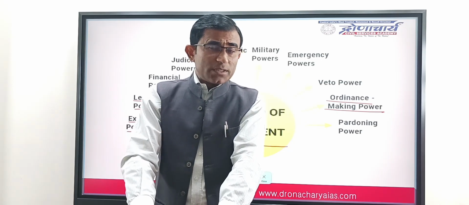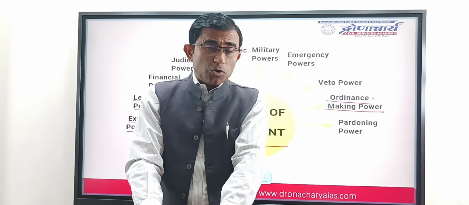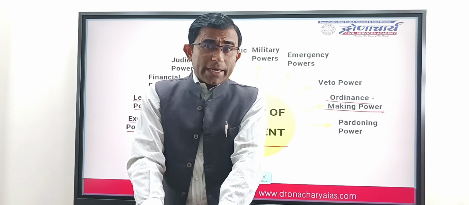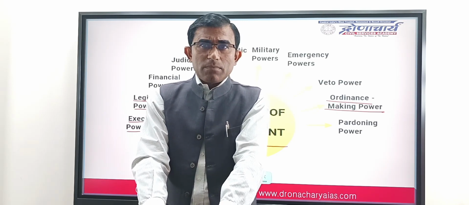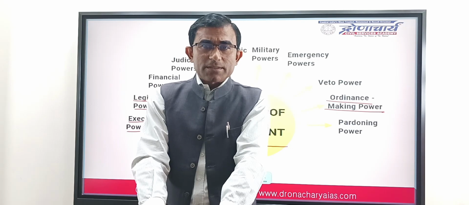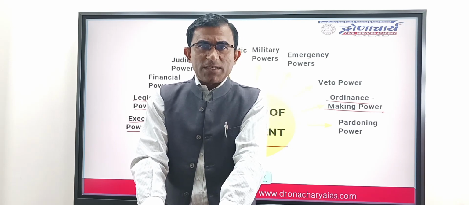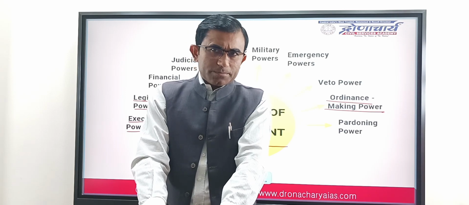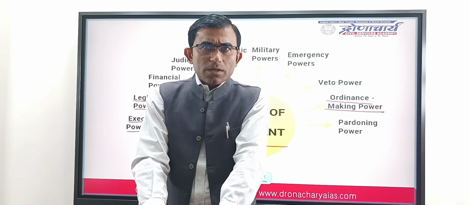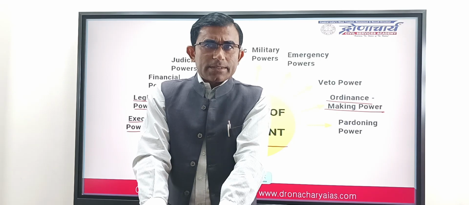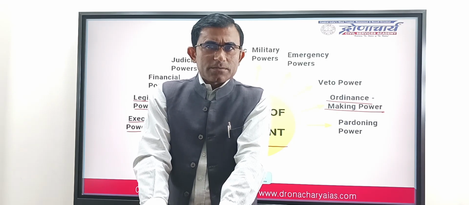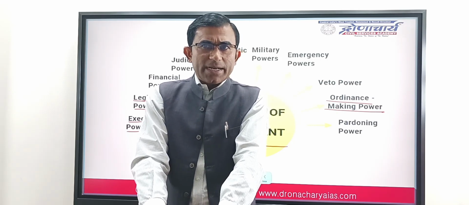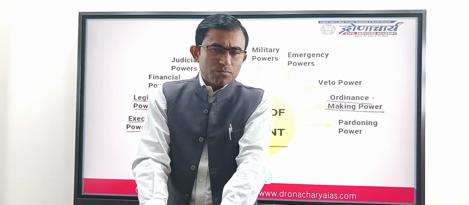Parliamentary approval during the session. Important line: an ordinance has a maximum life of 6 months, after which it needs the approval of Parliament within 6 weeks of reassembling, or it shall cease to operate. Acts that were done and finished under the ordinance before it expired continue to work.